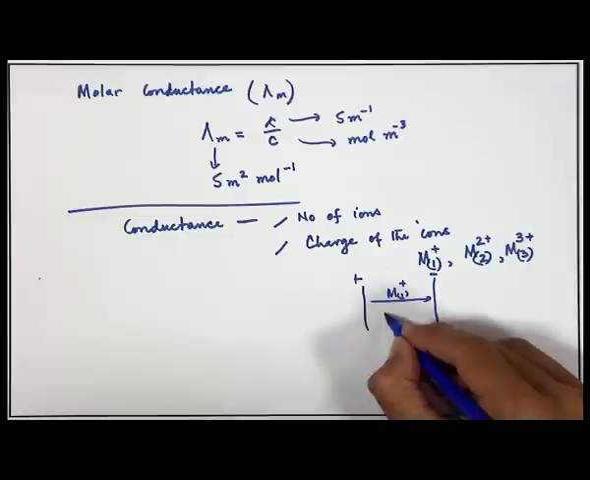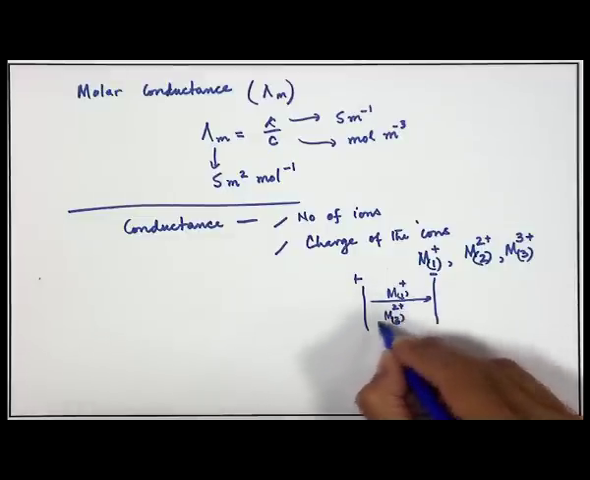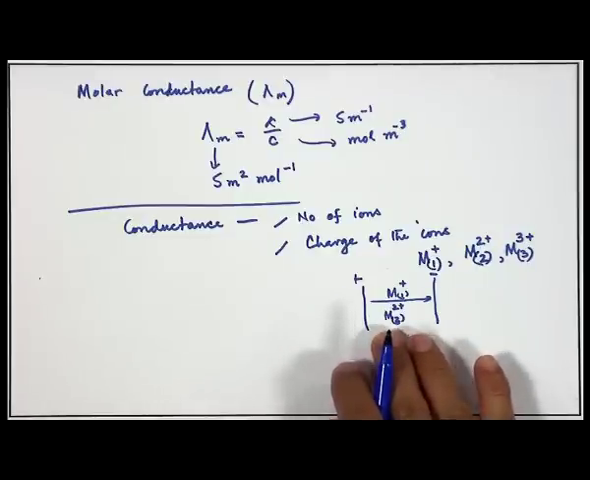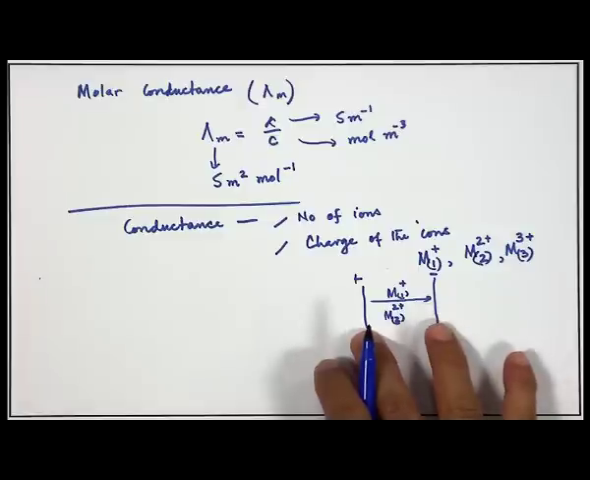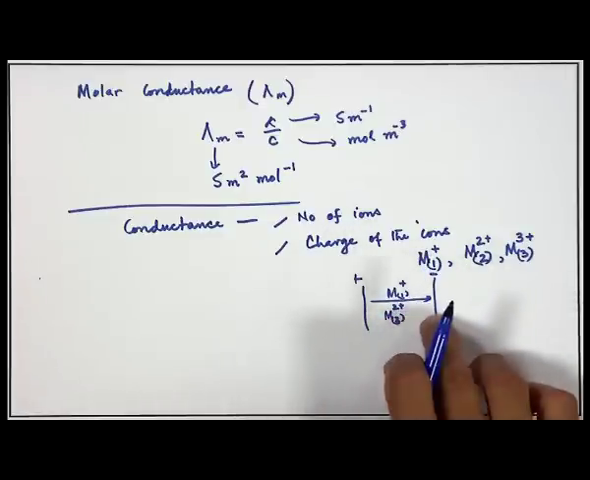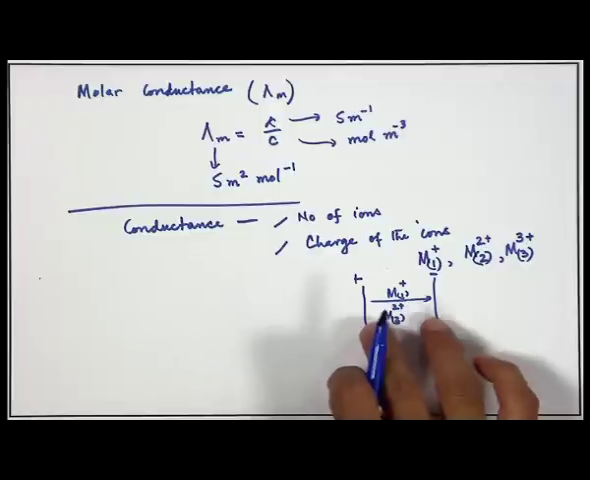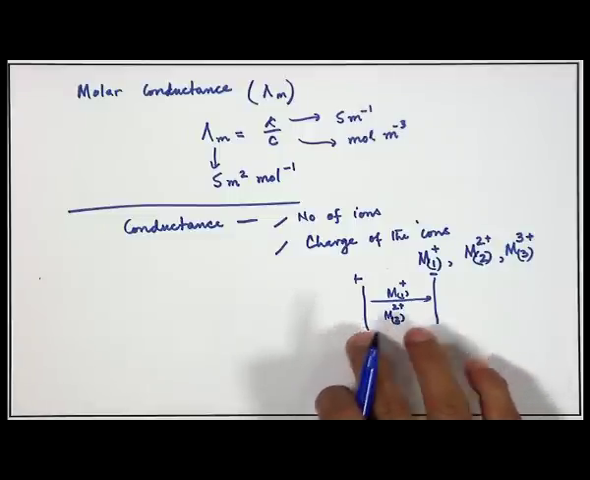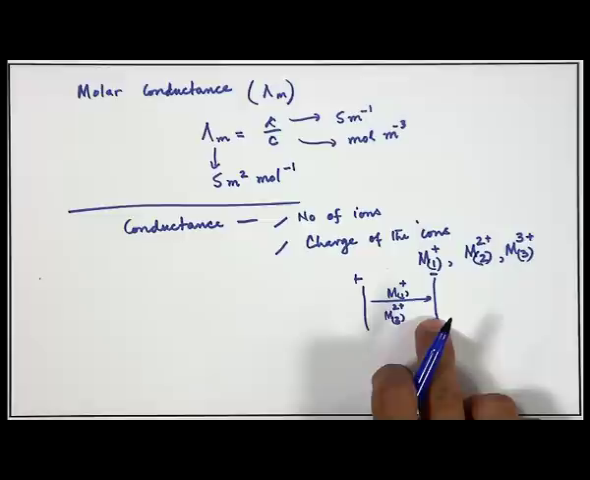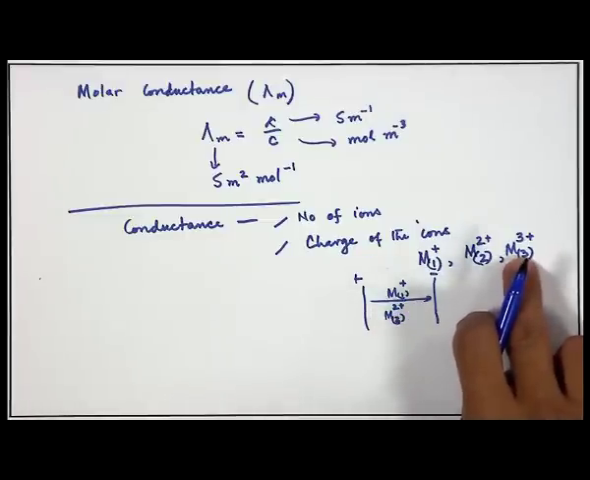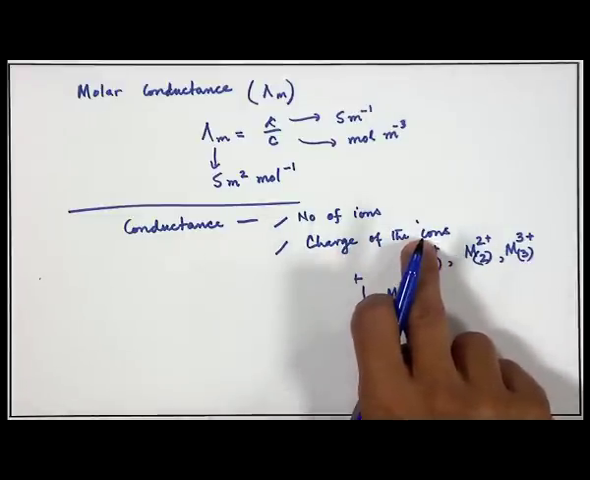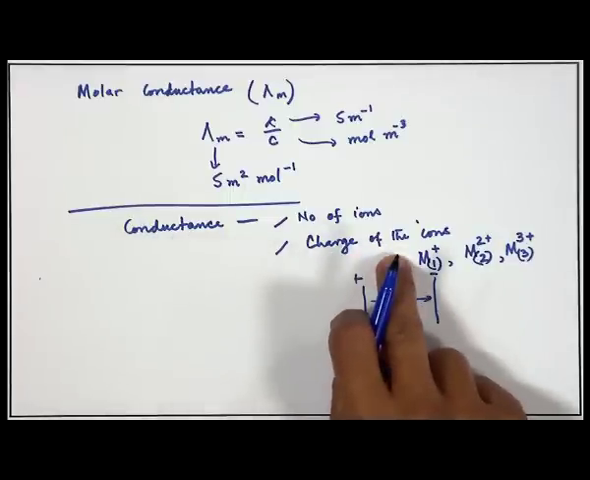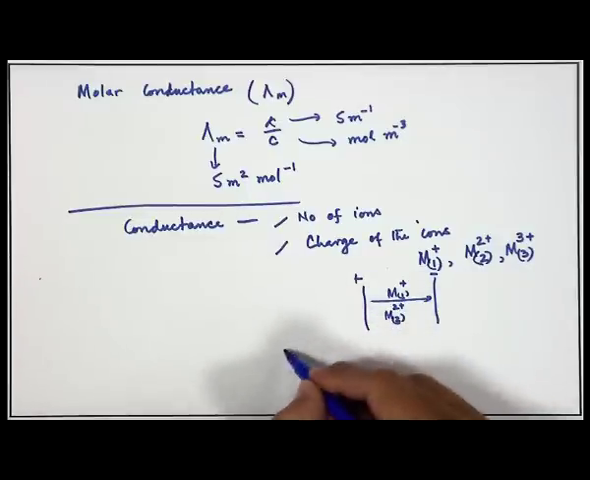If M2 plus is transported from here to here, and the other factors remain the same, then in the same duration, say T1 time, the amount of charge carried forward will be double for this one and triple for the other. So the charge of the ion is very important in the conduction process, and conductance will also depend on the charge of the ions. And the next one is the speed of ions.